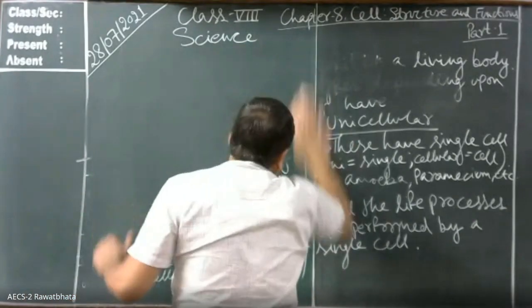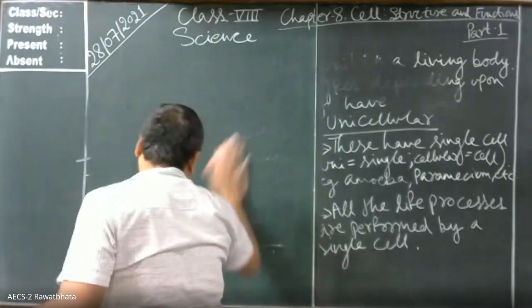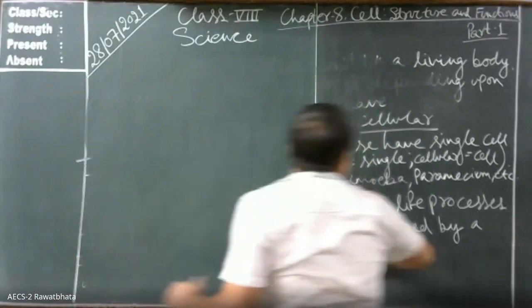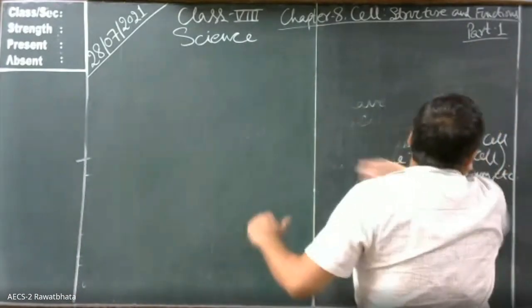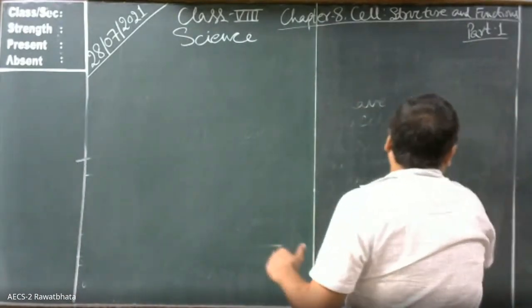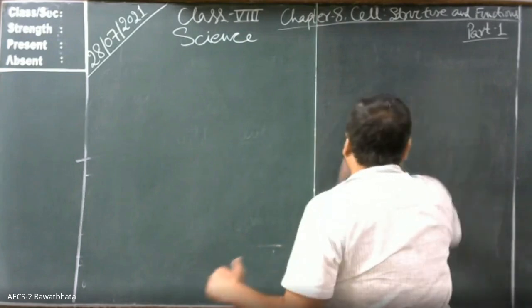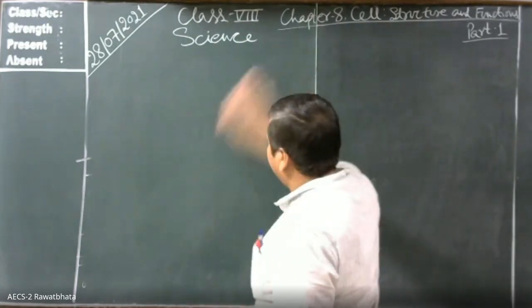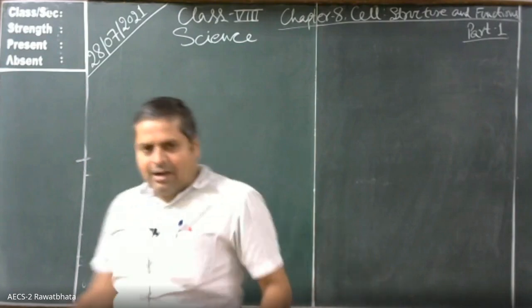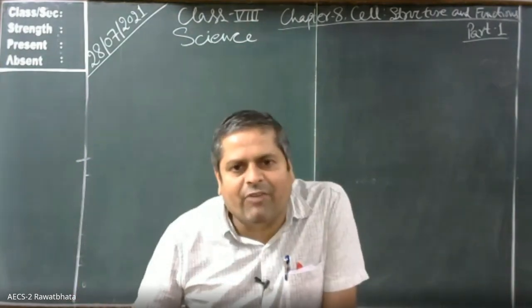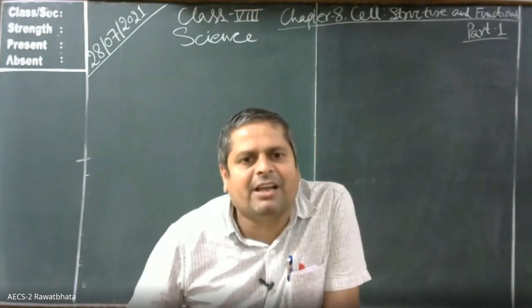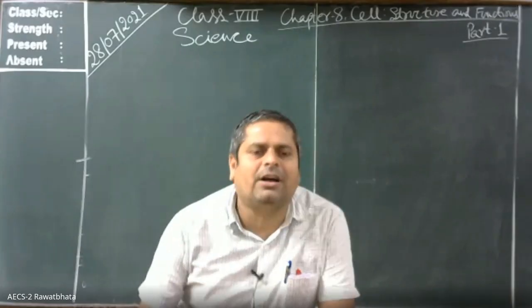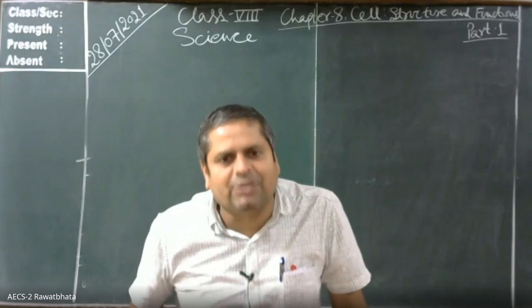Very good. Write down structural and functional unit of life because it is capable of independent existence. It is capable of independent existence. एक सिंगल सेल अकेला रह सकता है ना, single cell in the form of a single cellular organism like amoeba and paramecium. That is why it is called the structural and functional unit of life.